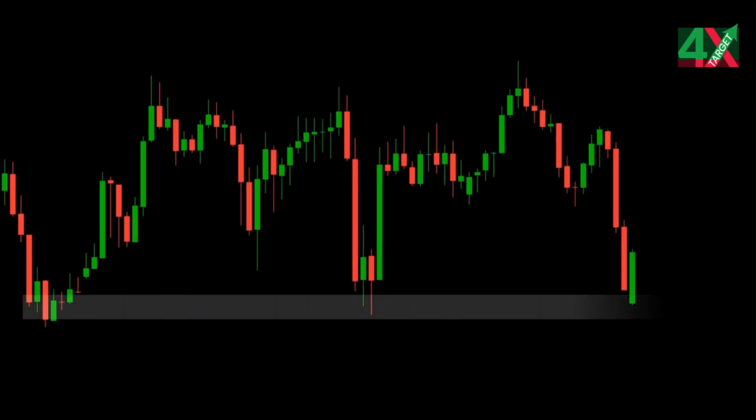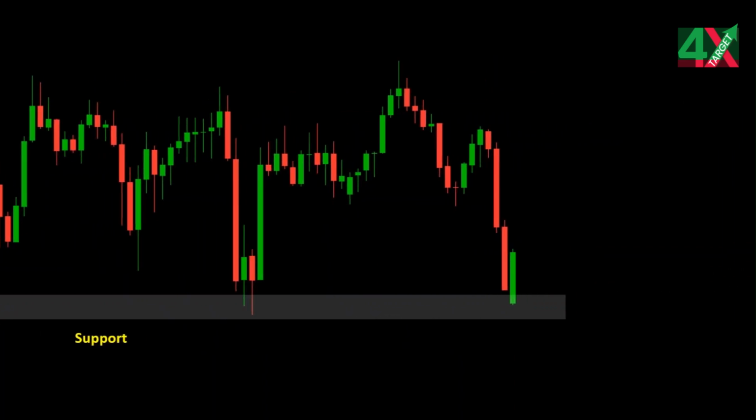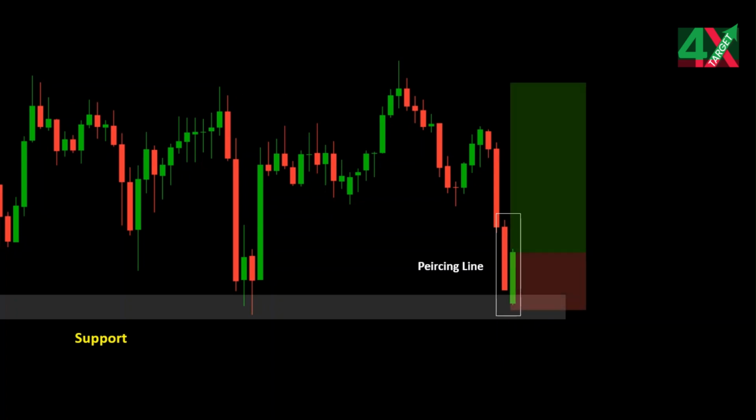Let's move to the next example. We observe that the price has pulled back to a key support zone, an area where buyers have previously shown strong interest. At this level, a piercing line pattern forms. This suggests that buying pressure is returning, and the sellers are losing momentum. A buy position can be considered once the piercing line pattern is confirmed, typically at the close of the bullish candle. Place your stop loss just below the low of the piercing pattern. For the take profit target, aim for the next resistance level, where the price is likely to encounter selling pressure again.